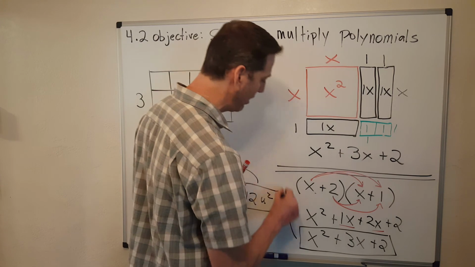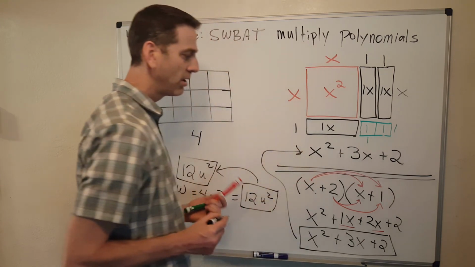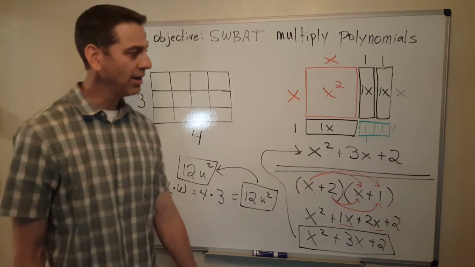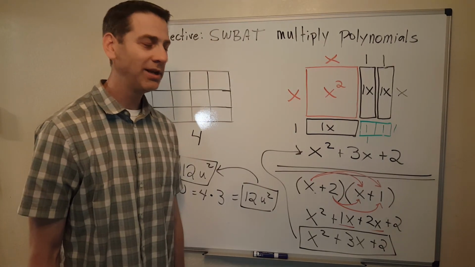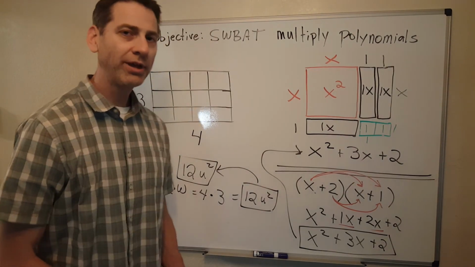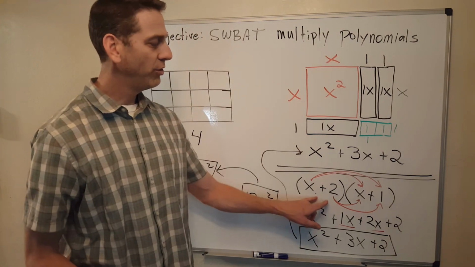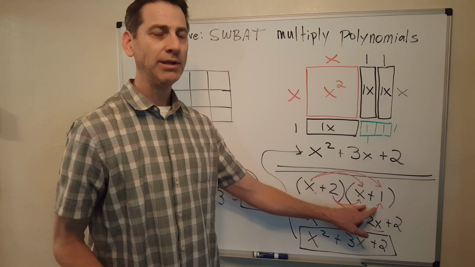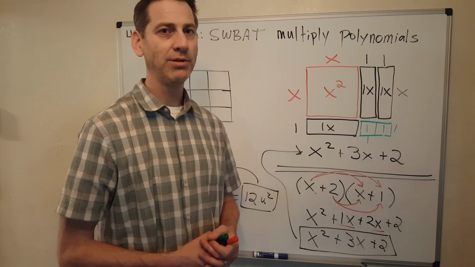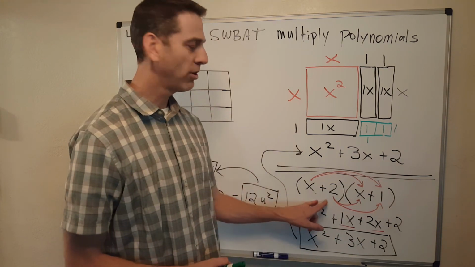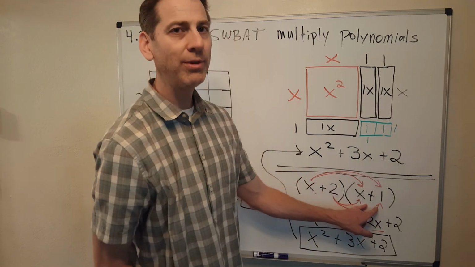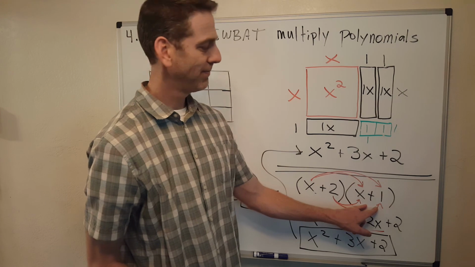Did we get the same trinomial? We sure did. We sure did. So the key here is when you're multiplying two polynomials, just simply distribute every one of the terms from the first set times every term in the second set.